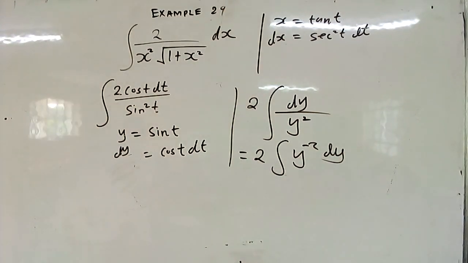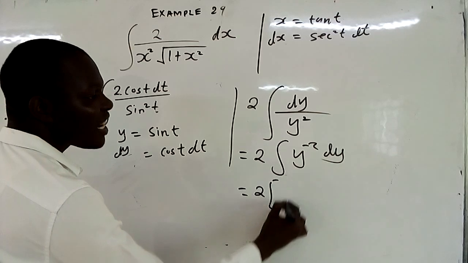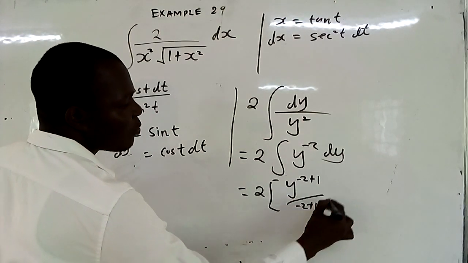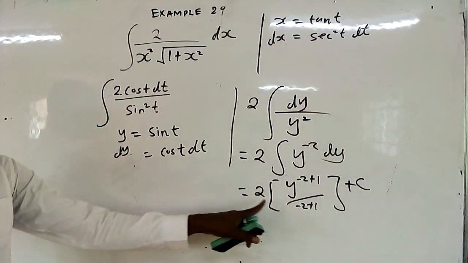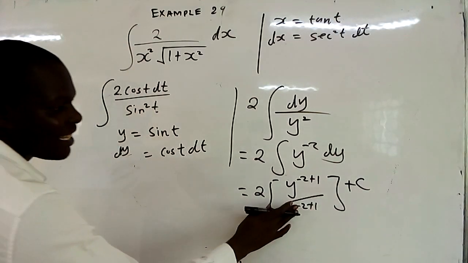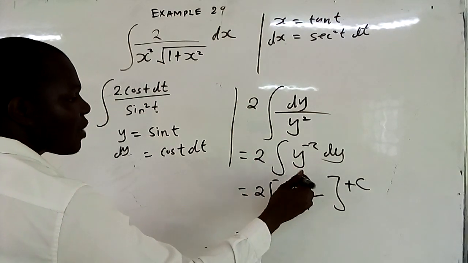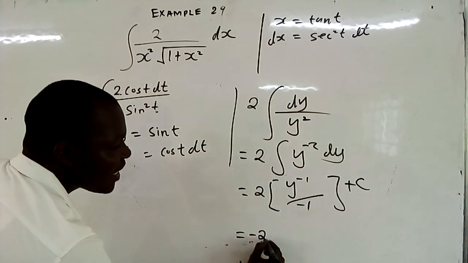So that is a case of a polynomial, isn't it? That is a case of a polynomial. So there you get 2. If you integrate y raised to negative 2, it is y raised to negative 2 plus 1 over negative 2 plus 1. Then at the end you add c. So what do you have? Negative 2 plus 1 is negative 1. So 2 divided by negative 1, you get negative 2.